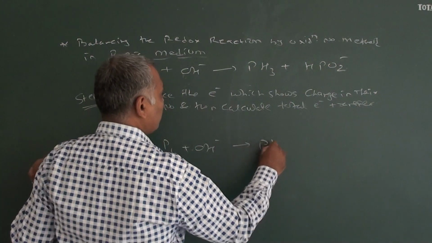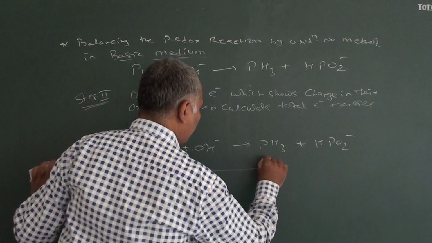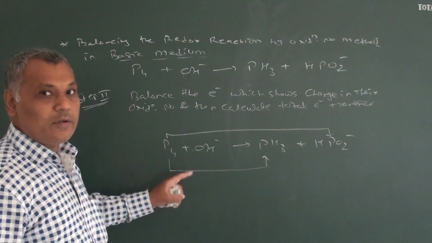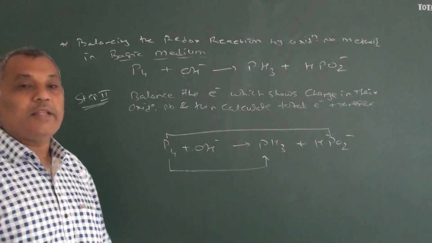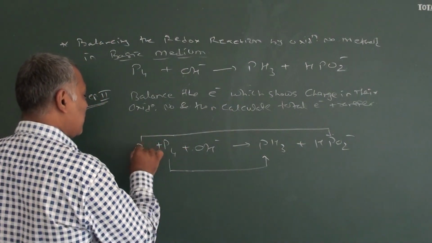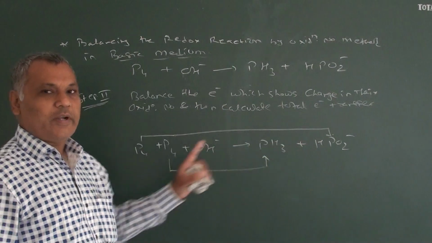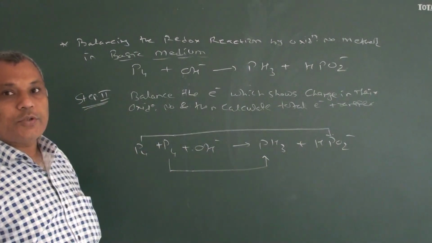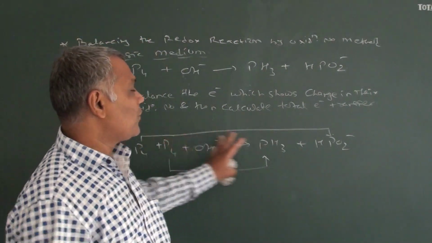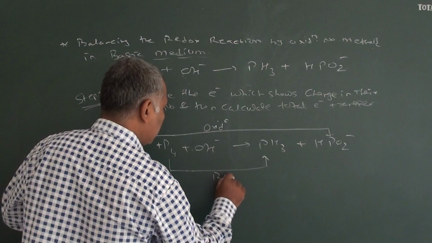OH minus, PH3, HPO2 minus. This one was reduced, this one was oxidized. I got it from the same element. For my simplicity, for making the calculation non-errable, I am going to write this P4 again. It was a P4 through which it went, so I am writing the same P4 again, so that it does not make my calculation complicated, makes me balance my reaction easily. So I am putting this as oxidation, this as reduction.